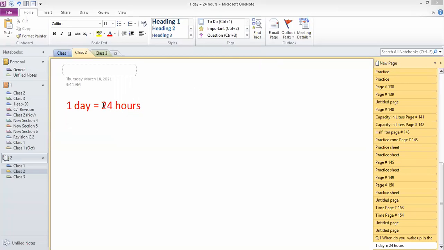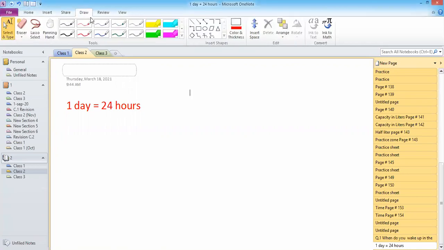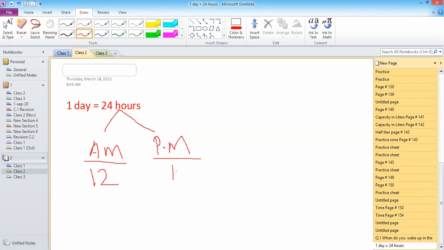Guys, these hours are split into two. The first is called AM and the second is called PM. These 24 hours are split into two. First is AM and another is PM. In AM there are 12 hours and in PM there are also 12 hours.